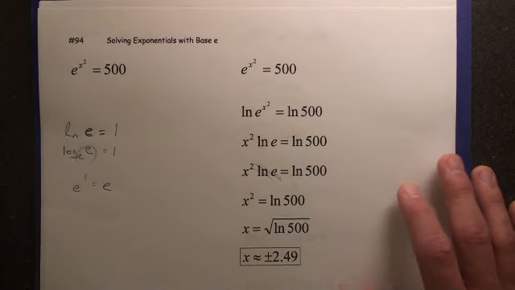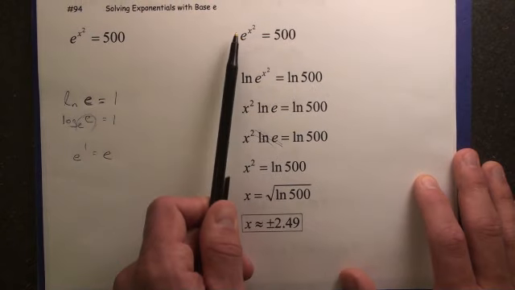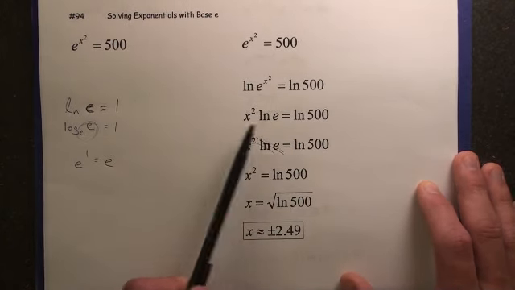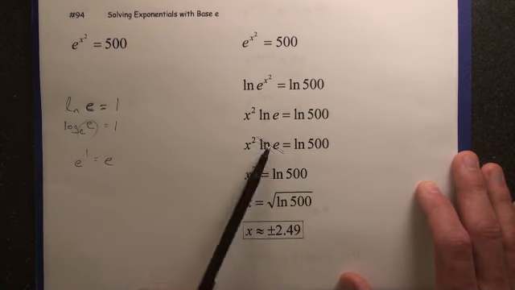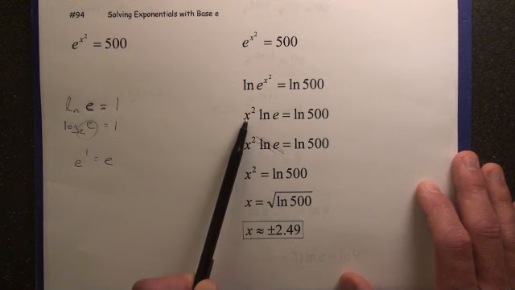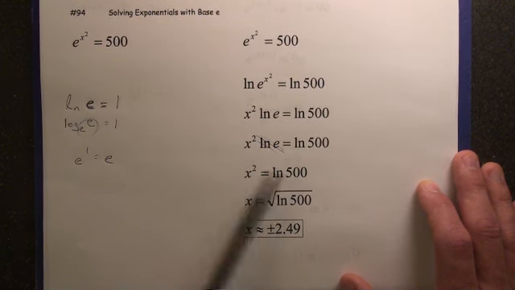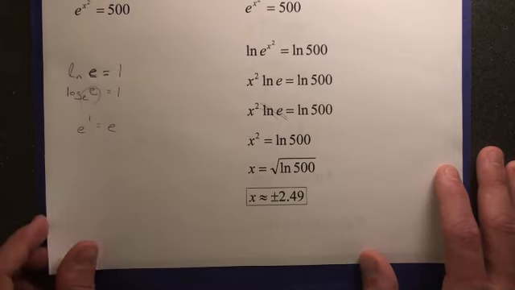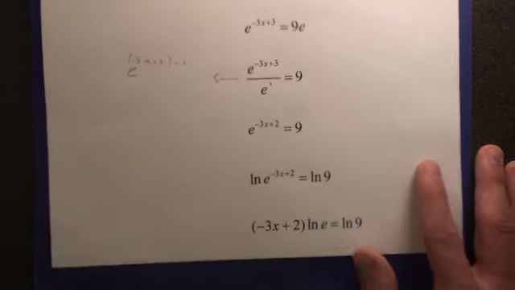Okay? So what we're going to do is the natural log on both sides of the equation. That's going to allow us to bring the x squared down in front. Pretty basic. Now, what's nice about this is ln of e is 1, so we just cancel that, x squared times 1 is x squared, so we get x squared equals ln 500. Then we're going to take the square root of both sides. We get x equals plus or minus 2.49. Pretty straightforward. You just have to know that ln of e is 1.